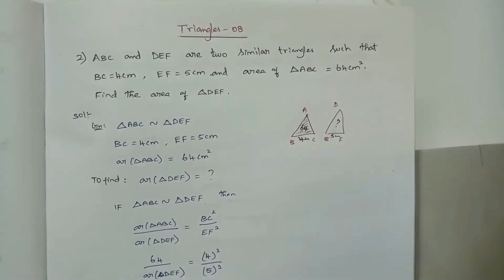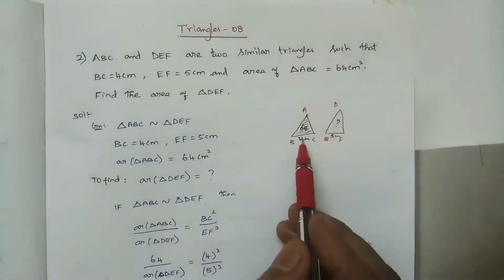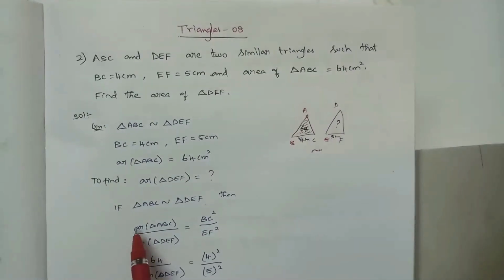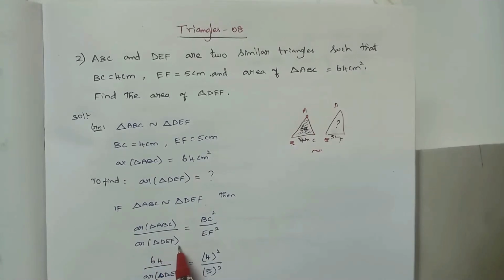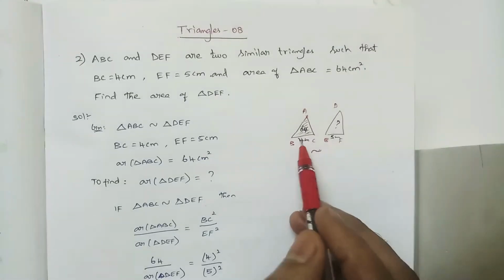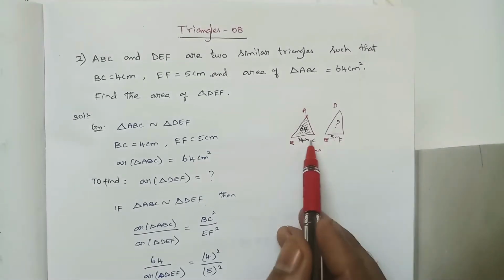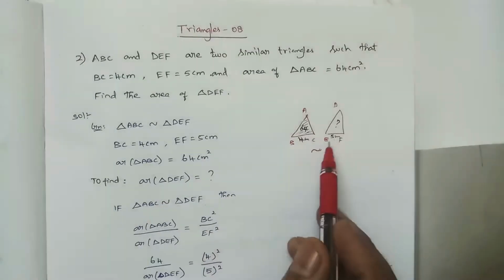So how are we going to find it? Already we know that if these two triangles are similar, then area of triangle ABC divided by area of triangle DEF is equal to the square of the ratio of their corresponding sides. We know these two sides, so we are taking these two sides alone. So BC whole square divided by EF whole square.